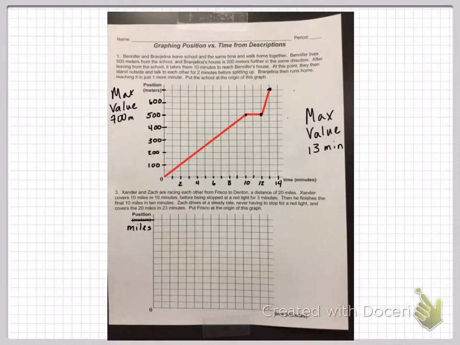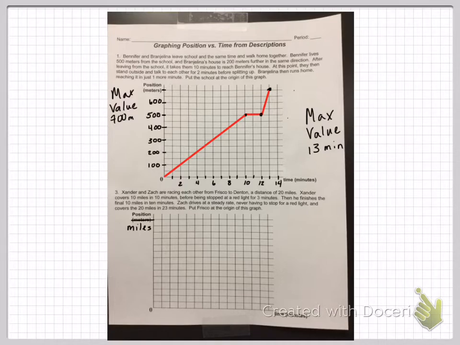And the last one, I went from 12 minutes to 13 minutes, and I traveled 200 meters. So it's a very steep positive line. I connect those two dots and put my new dot there. And so now I've connected all those lines. This is how you graph motion. I give you a graphing story problem, and you graph what happened.